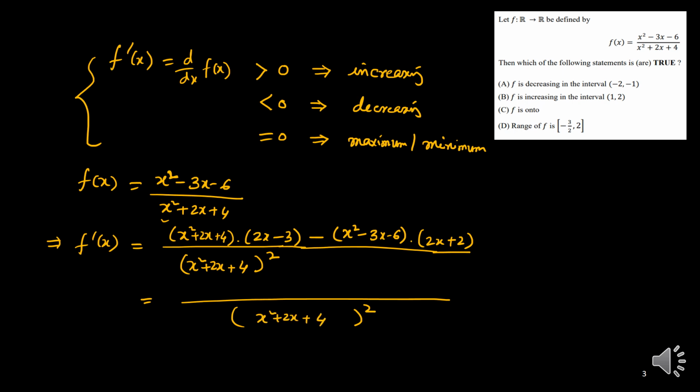Now this one I can expand. If I consider this thing, it will be 2x cube. If I multiply first, 2 times 4 is 8x square minus 3x square is plus x square. Then 2 into 4 is 8x minus 6x, which is plus 2x. And 3 times 4 is 12, but with the minus sign, minus 12. This is the first term.